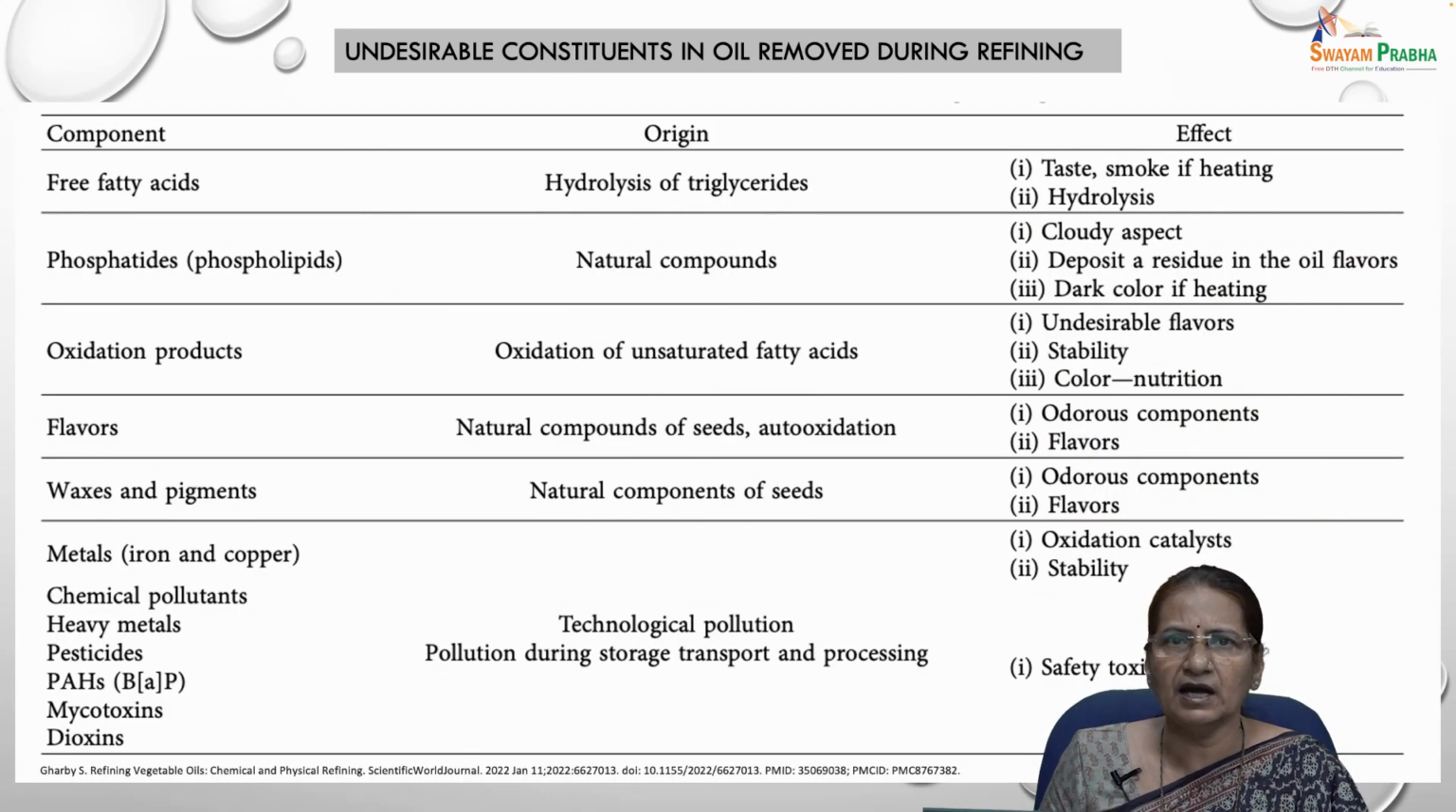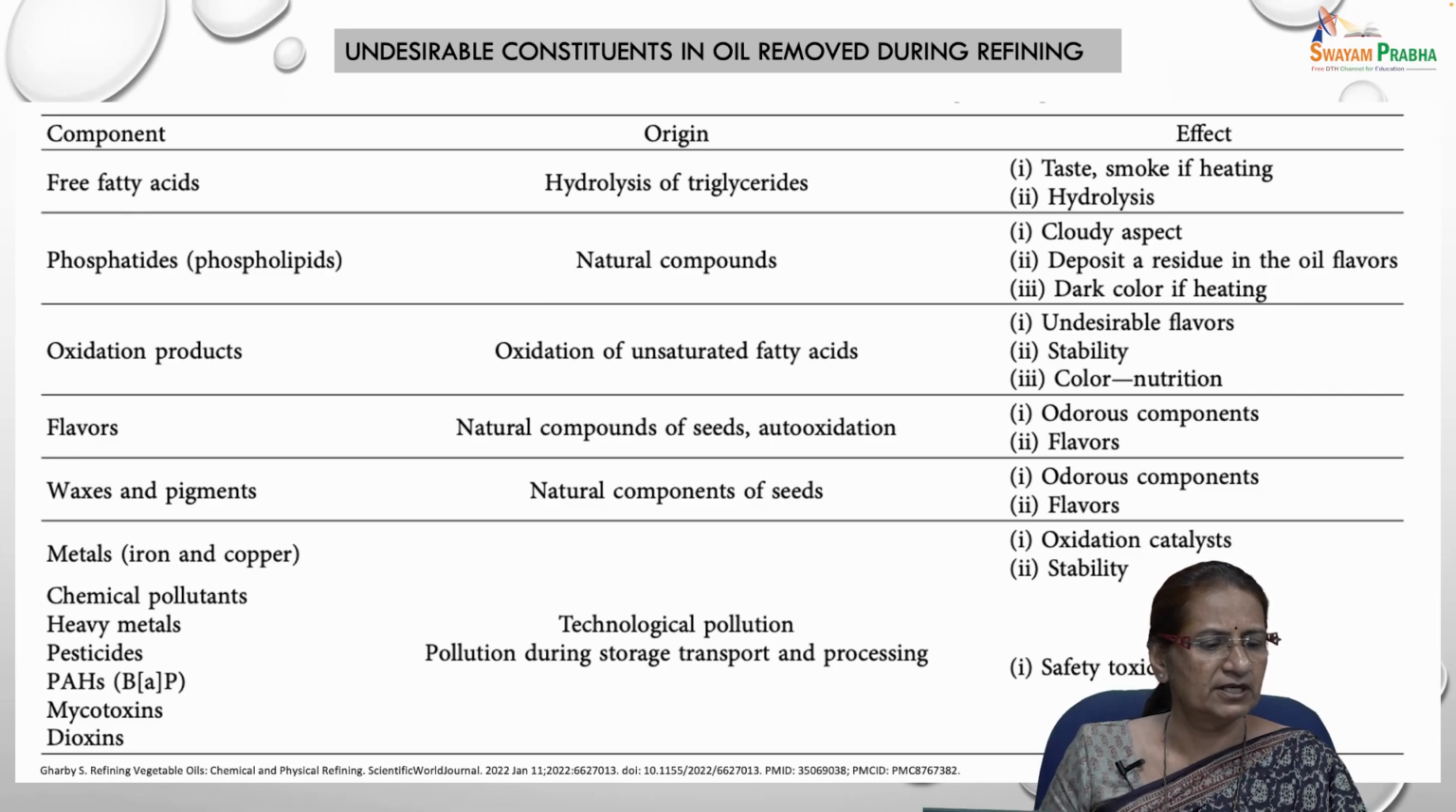Now, these are the undesirable constituents in oil removed during refining. The components are free fatty acids, phosphatides or phospholipids, oxidation products, flavors, waxes and pigments, and metals like iron and copper, chemical pollutants, heavy metals, pesticides, PAHs, mycotoxins, and dioxins.